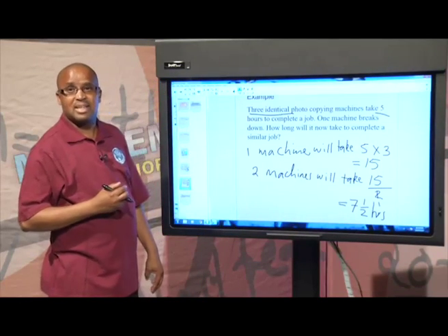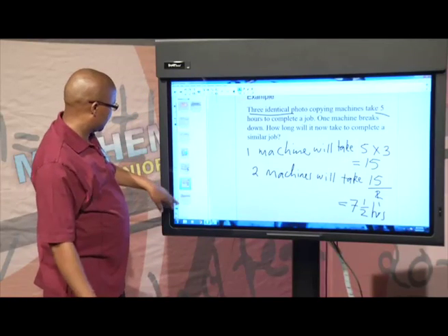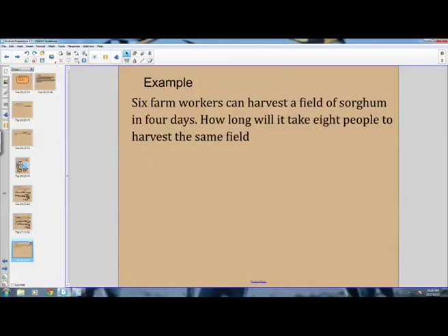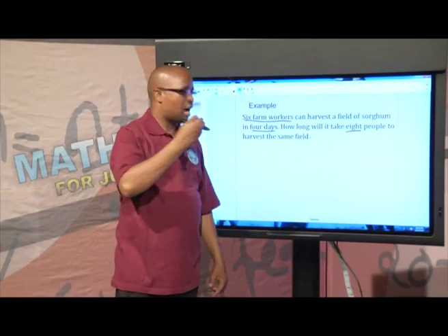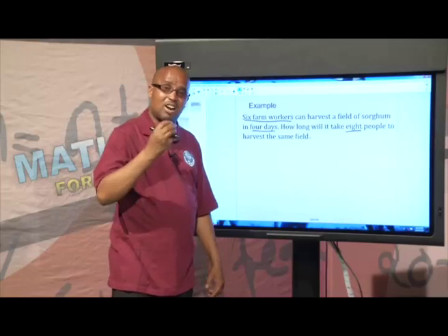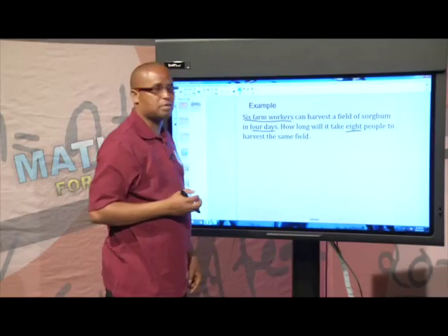Let us have a look at another example. It says 6 farm workers can harvest a field of sorghum in 4 days. How long will it take 8 people to harvest the same field? The concept here is you have to start by working out how long one worker will take, then calculate the time taken by one worker to harvest this field.